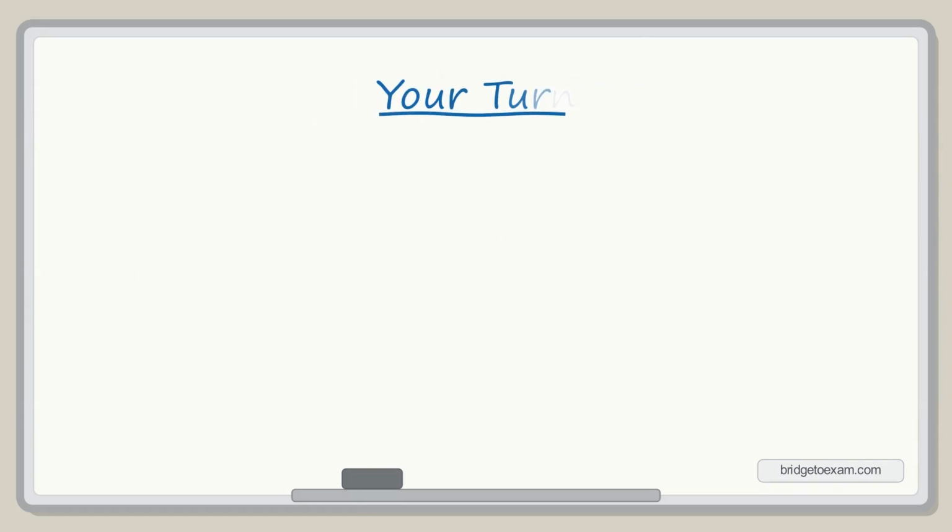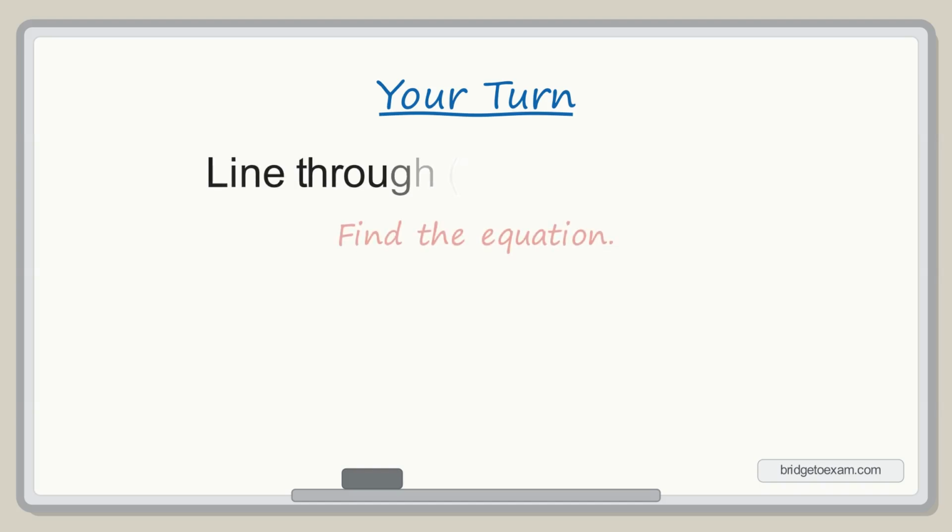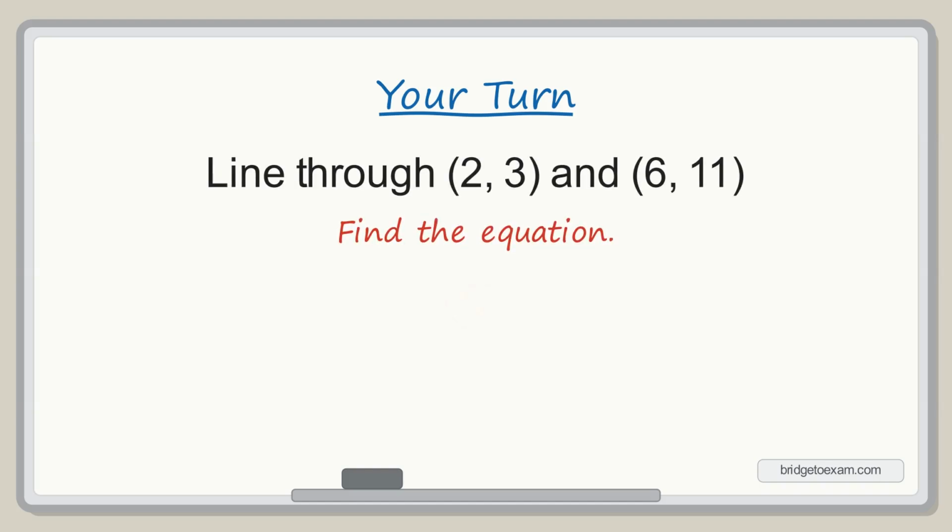Your turn. A line passes through 2, 3, and 6, 11. Find the equation of the line. Pause the video and solve it before watching the steps.